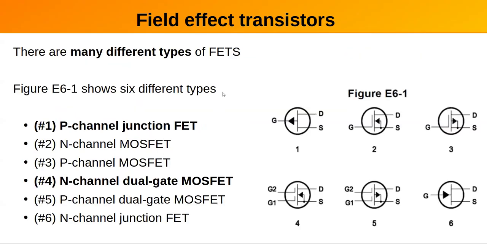Here we have 6 different ones, where one is a P-channel junction FET. 2 and 3 are P and N-channel MOSFETs. 4 is an N-channel dual gate. Now there's another 4-terminal one. And then we have a P-channel dual gate, just the opposite configuration of P and N's, and an N-channel junction FET.